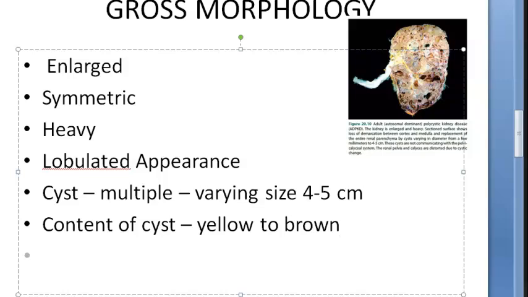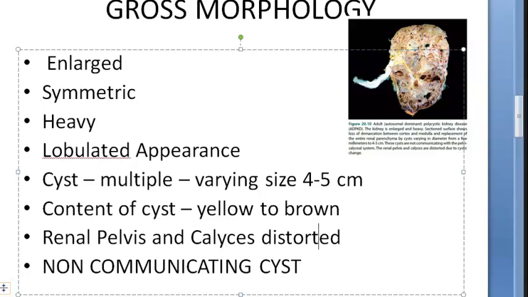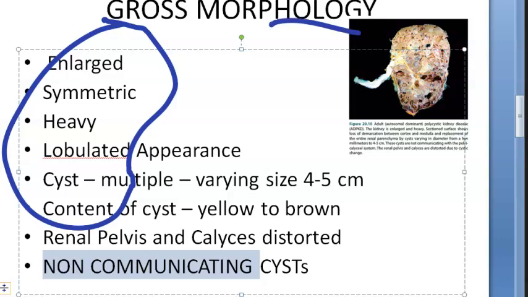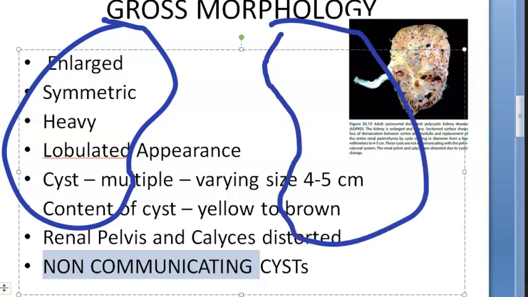Then these renal pelvis and calyces may be distorted, obviously because of all these cysts. Focus here, guys. Renal pelvis and calyces distorted. And this is non-communicating, guys. This is a very important point for you to write, okay. So draw diagram in the exam always. So draw 2 kidneys enlarged, and what will you tell?